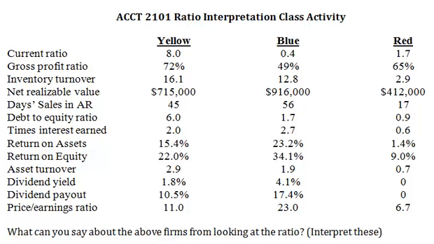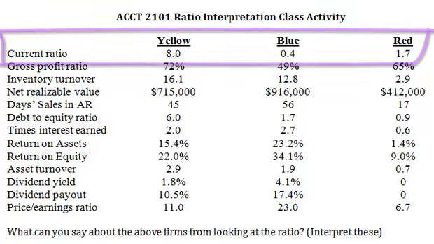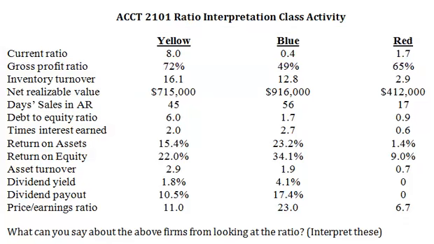So let's start with the current ratio. The current ratio is a measure of current assets versus current liabilities. And you want to have enough current assets, enough assets that are cash or near cash, to pay the upcoming obligations in the near term. And so you want this ratio to be over 1. You want to have at least as many current assets as you have current liabilities. And current ratio is a little bit of a pass-fail.